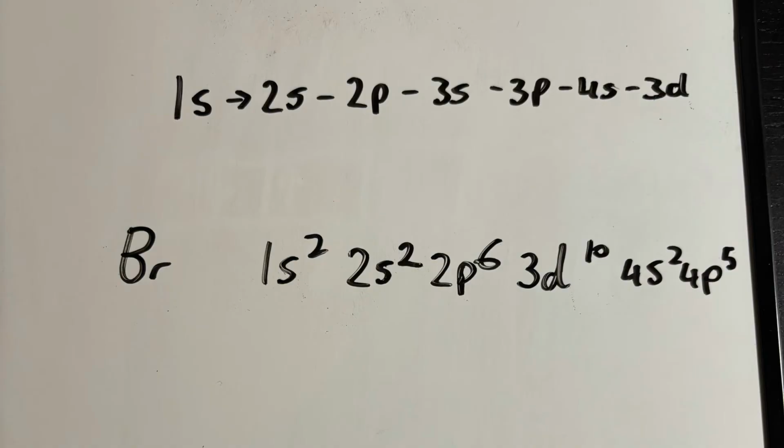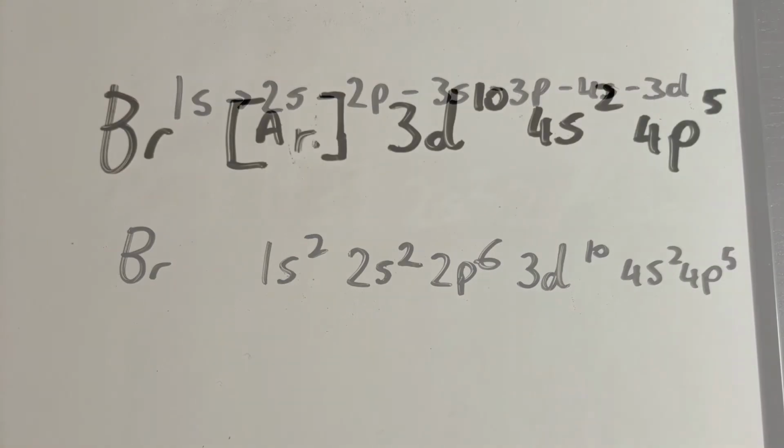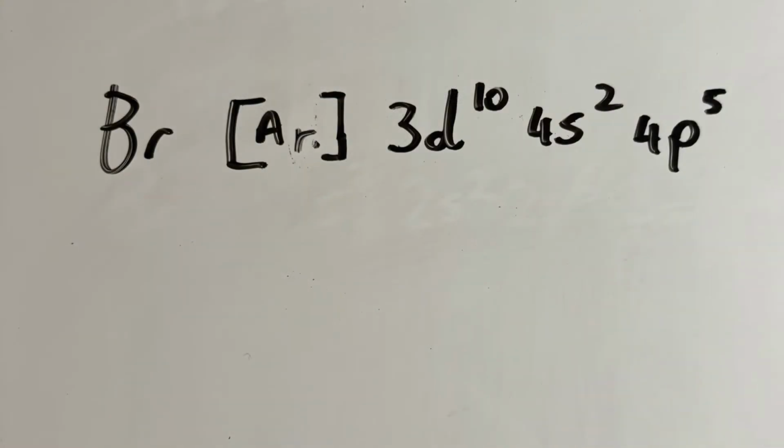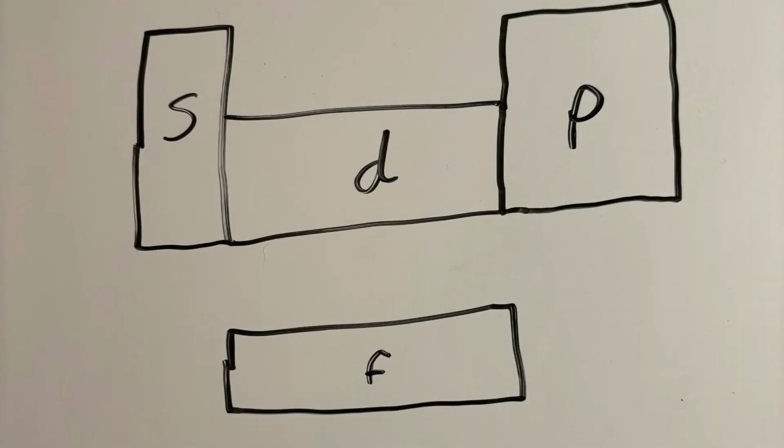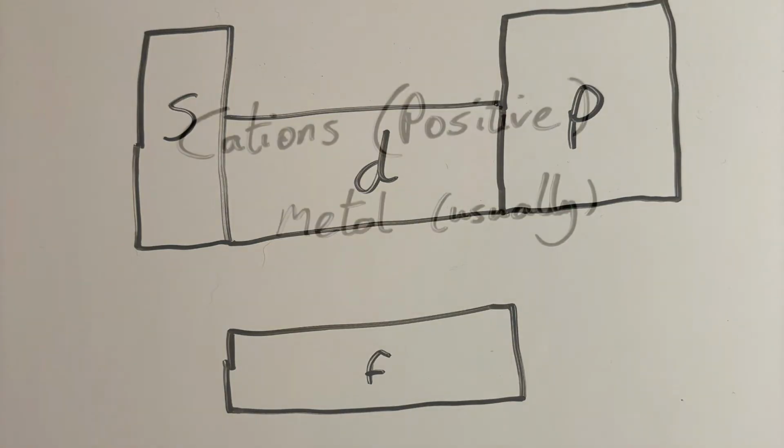But if you don't want to write that all out, which why would you? You can write it as the last noble gas, so in this case argon, plus whatever electrons you've added up to that point. And this is really helpful if you want to double check your answers in the middle of a test. This little periodic table and the way it's set out in its suborbitals can help you know if you're in the right place-ish.